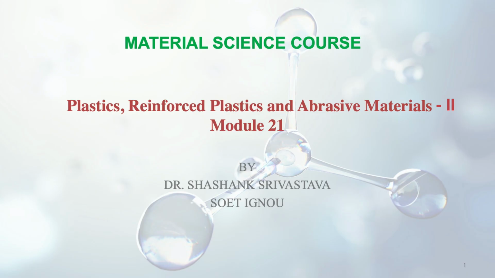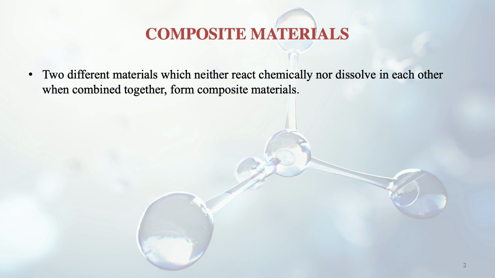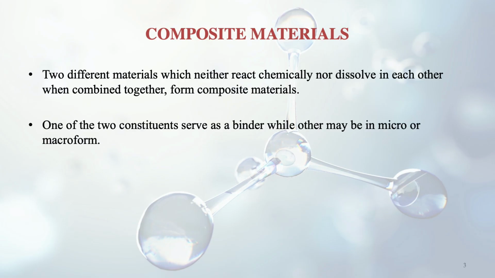So moving ahead, today in this session we are discussing the composite materials. So what are the composite materials? Any two different materials which neither react chemically nor dissolve in each other, and if they combine together then they form composite materials. And out of these two constituents which form the composite, one acts as a binder, meaning it will hold the things together, and the other one may be in micro or macro form.